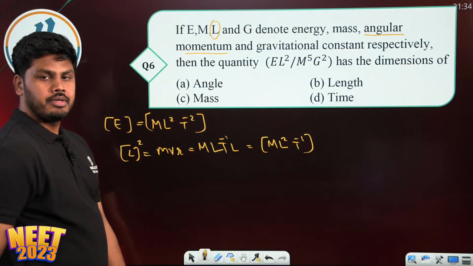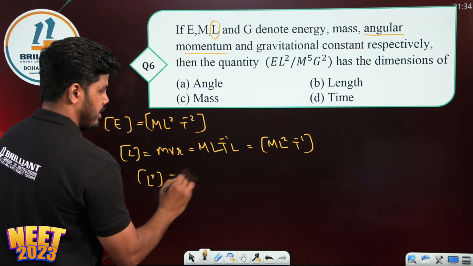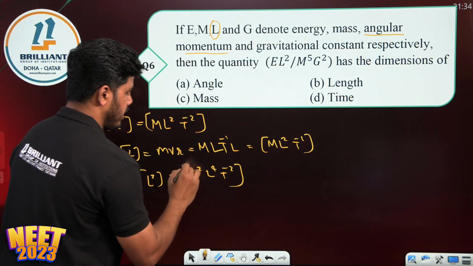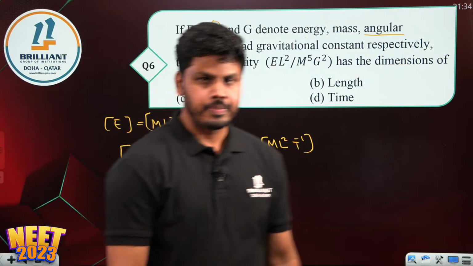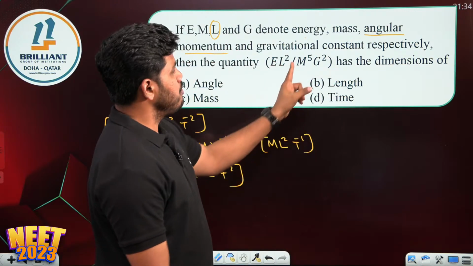So what will be L squared? If you go for L squared, you have to substitute L squared in our equation. It becomes m squared L raised to 4 t raised to minus 2. Be careful. So we are okay with the numerator part, E L squared. Now the remaining is m.